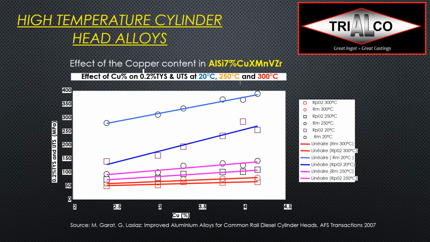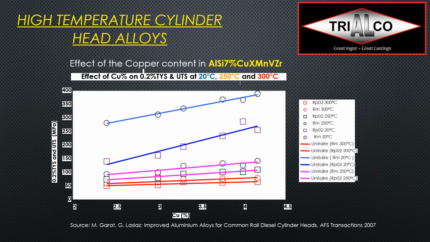So now if we have a look at the effect of copper, and we can see it here at 20 degrees, the effect is very big. We can see here on the left, we start with just below 2.5% and go over 4%. So we can see there's a linear increase in yield and tensile strength if I add more copper.